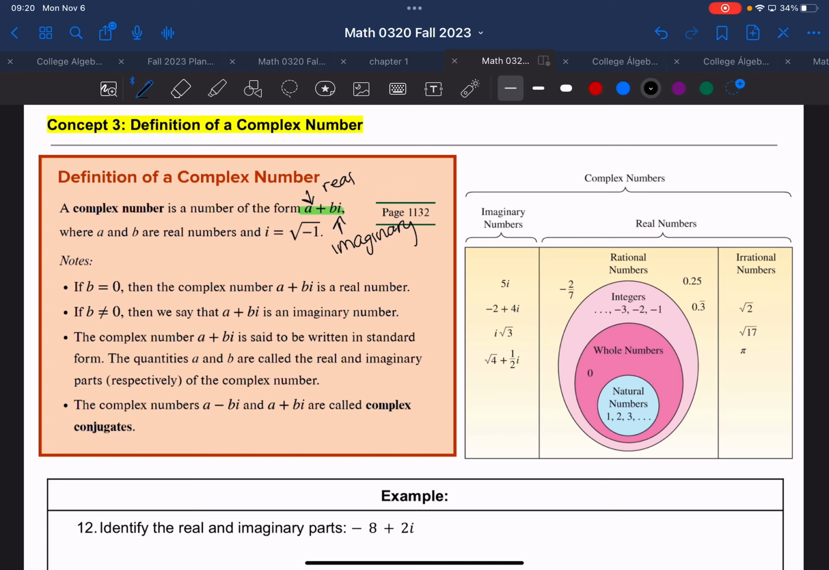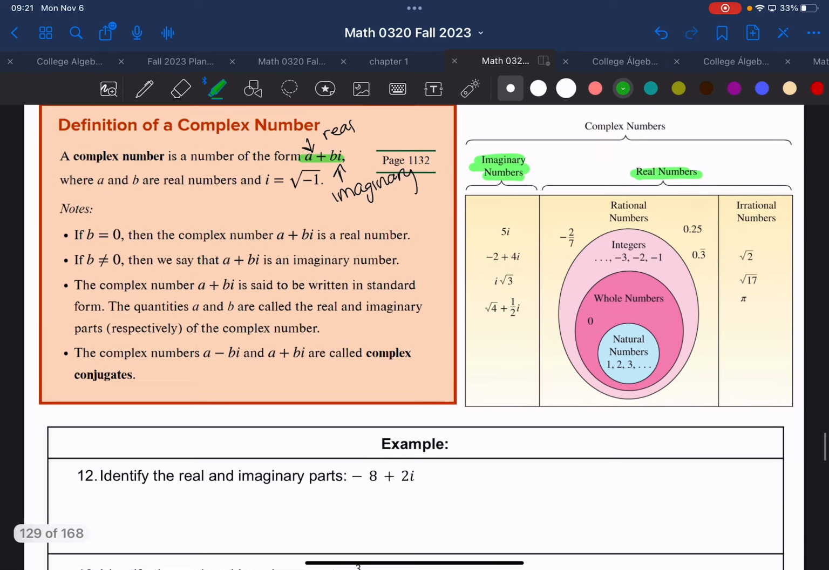Honestly, that is the most important thing from this definition. So again, if you want to come back later and write all this down for your notes, you're more than welcome to. What I put there for the definition of complex number is as much information as you need. You just have to remember that a complex number is an imaginary number attached to a real number.